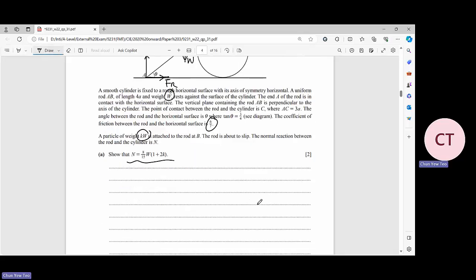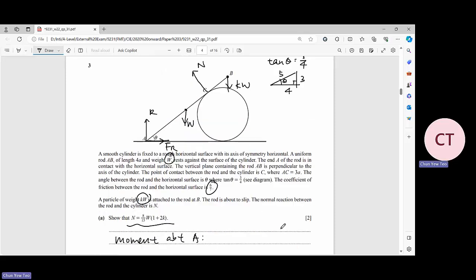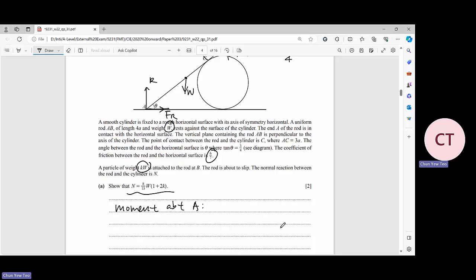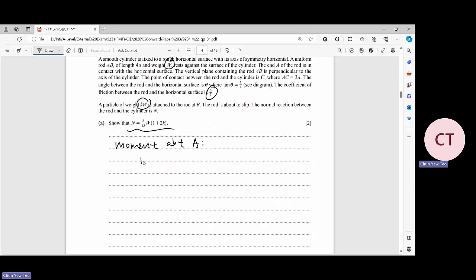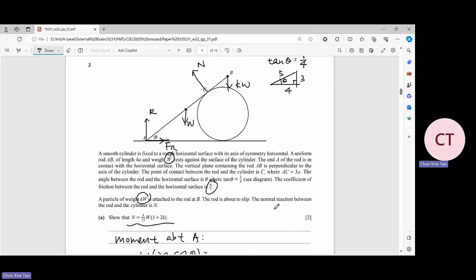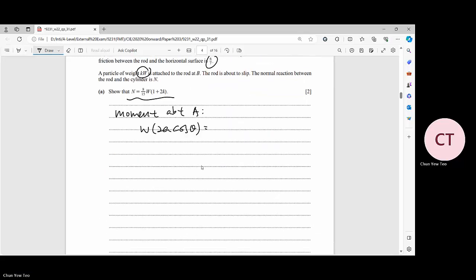So what you need to do now is just write the moment about point A. If you take the moment about point A, it will be W 2a cos theta equal to N 3a. It will be N 3a.